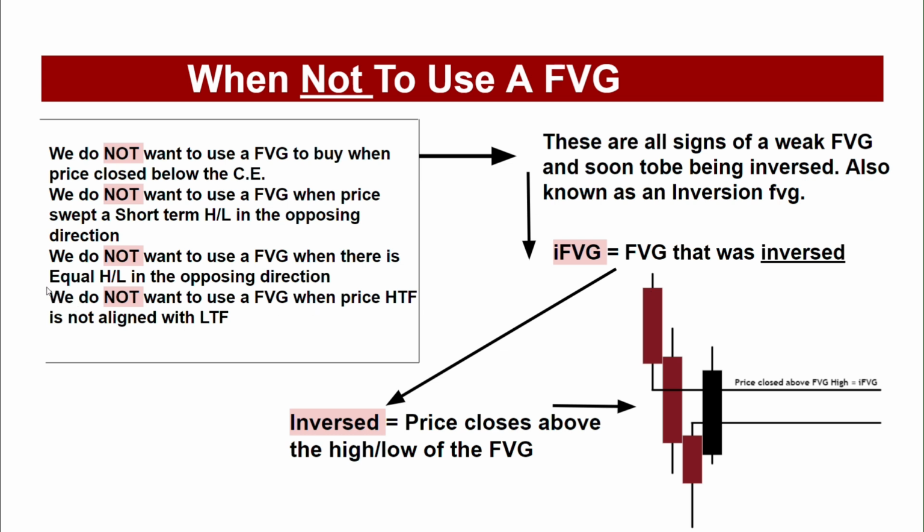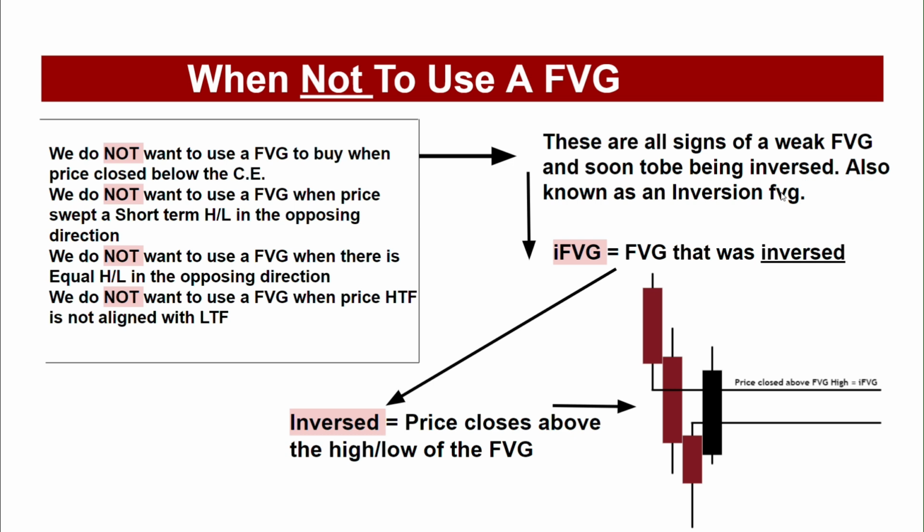Let's just understand that first. Maybe write your notes. We also do not want to use a fair value gap when price high time frame is not aligned with low time frame. So if high time frame, we're looking at this sort of retracement in, then I'm not looking to sell a fair value gap right here. I see this inversion fair value gap and I'm looking to buy it. So these are all signs of a weak fair value gap and it's soon to be inversed.